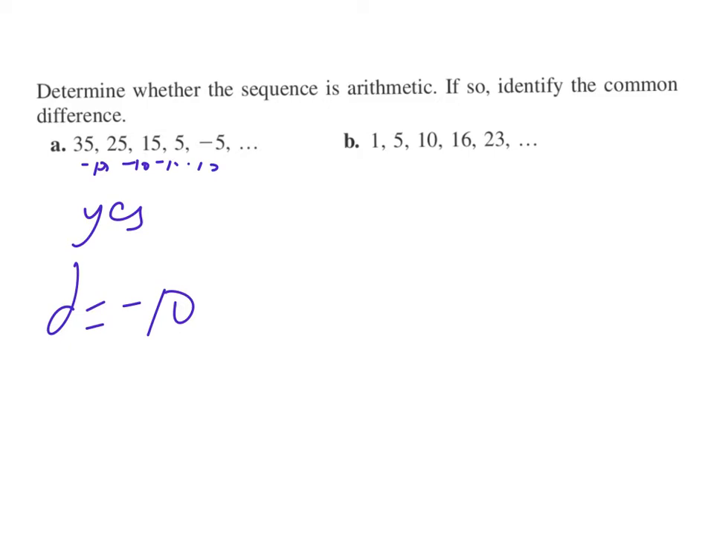How about the next one? Is it arithmetic? 4, 5, 6, 7. No, it doesn't change by the same amount. So this is a no. Okay? If it changed by adding the same amount every time, then it would be arithmetic. Okay? So that's part of what you're going to have to do in your homework. Questions on that? Pretty straightforward, right?